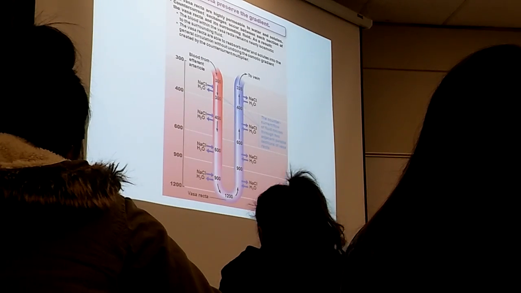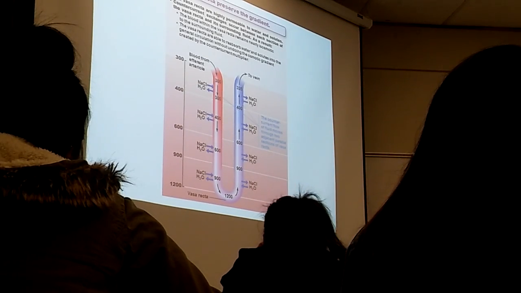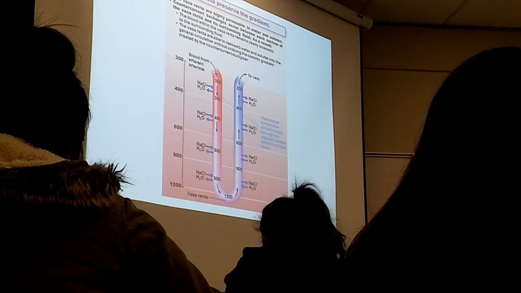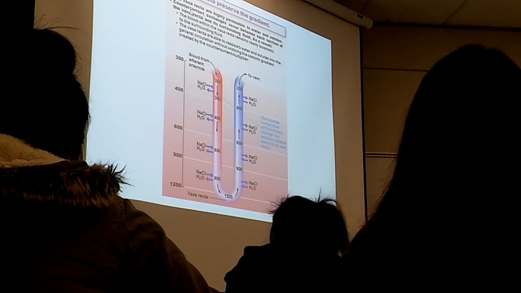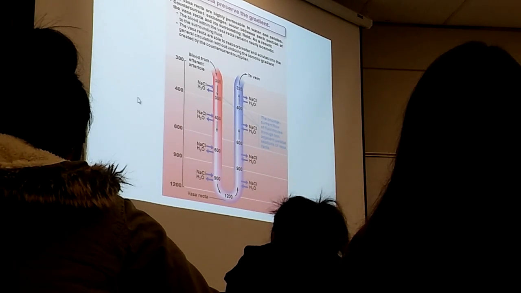All right? So let's look at the vasa recta. Yes? A counter what was that again? Countercurrent. Countercurrent, right here. That's the term, countercurrent. The fish have a countercurrent in their gills.